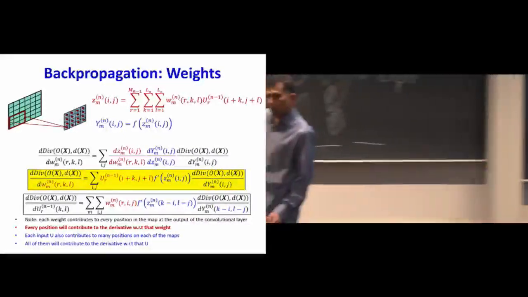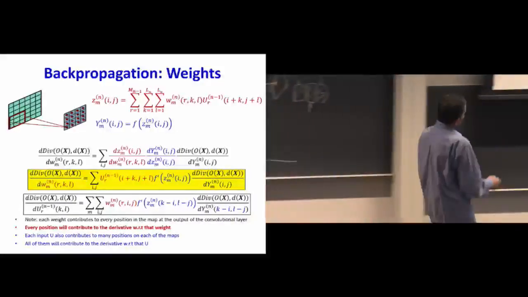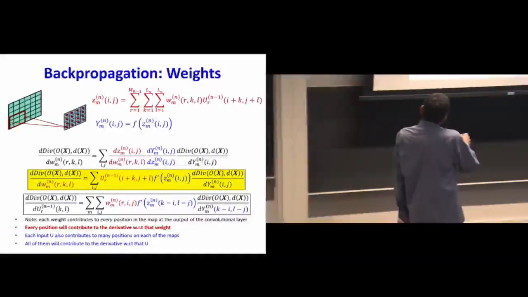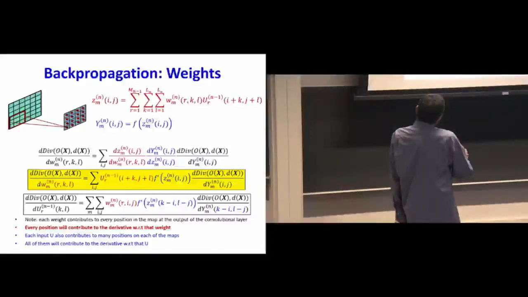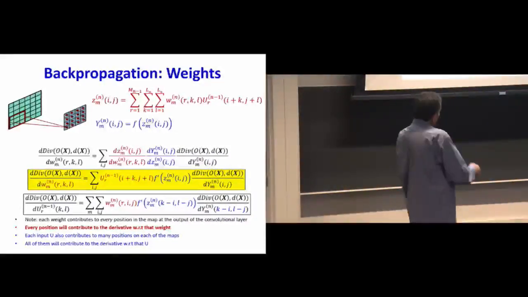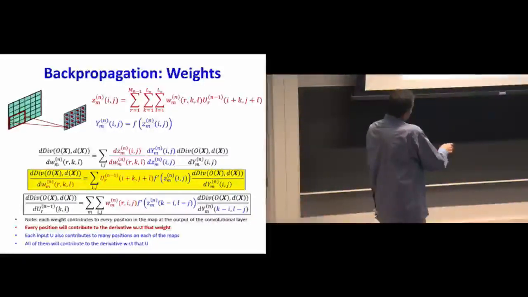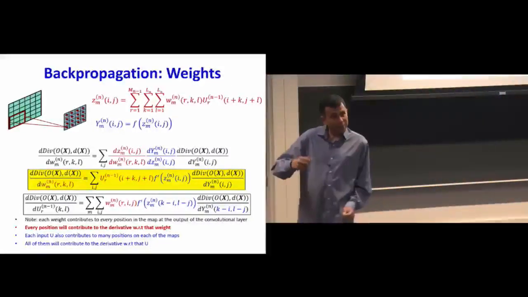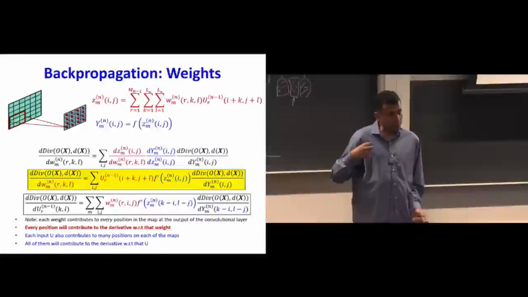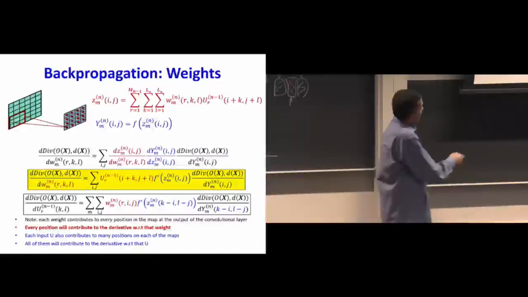But if you look over the slides, it makes sense, in the sense that what we are really doing is summing over all of the positions, and within each position you are summing. This is the derivative of the divergence with respect to the output of the activation. This is the derivative of the activation itself, and this is the derivative of the z value with respect to the weight, which is simply the corresponding input, which is the output of the previous layer, right? You're summing over the entire map.